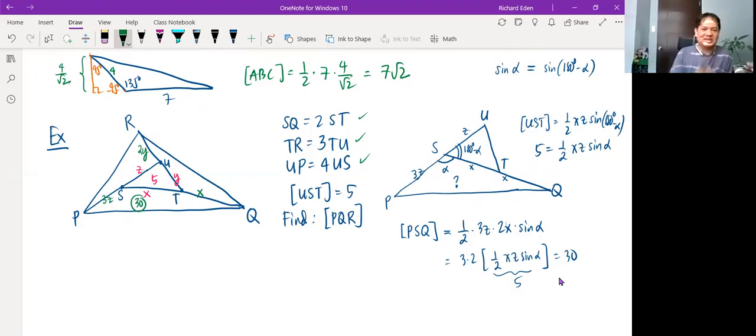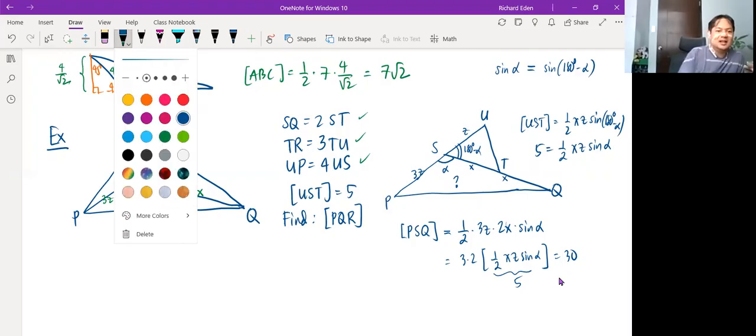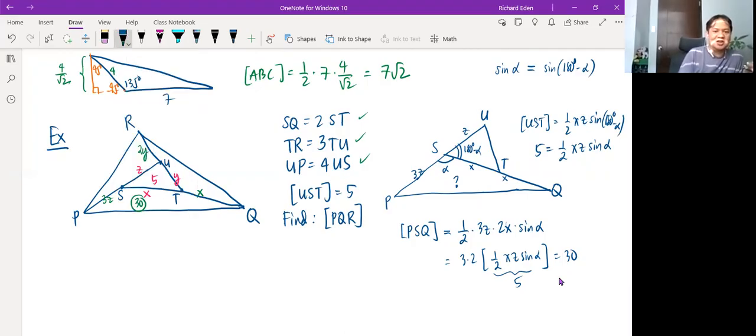What about the other pieces? Same attack. It's the same thing we will do: we found PSQ, now let's find QTR and RUP similarly.